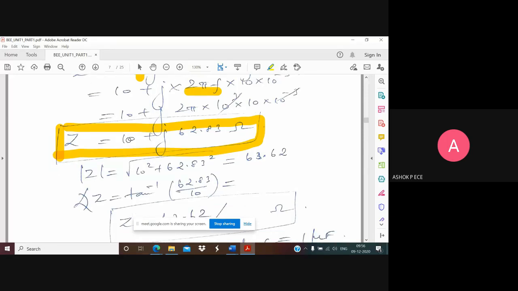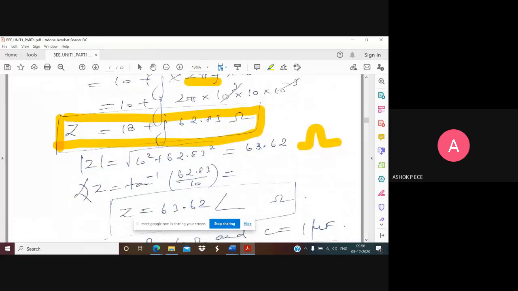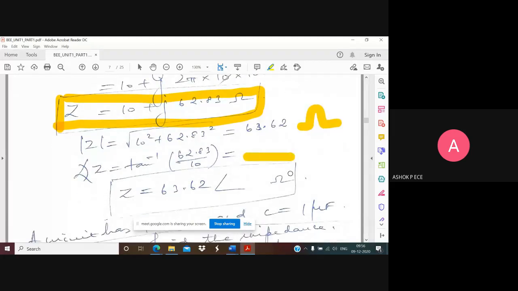How will you find the magnitude? Square root of 10 square plus 62.83 square. So you get 63.62 ohms. And the angle is tan inverse of imaginary term by real term. Whatever angle you get, you write it here. So this is going to be the representation of Z in magnitude angle format.